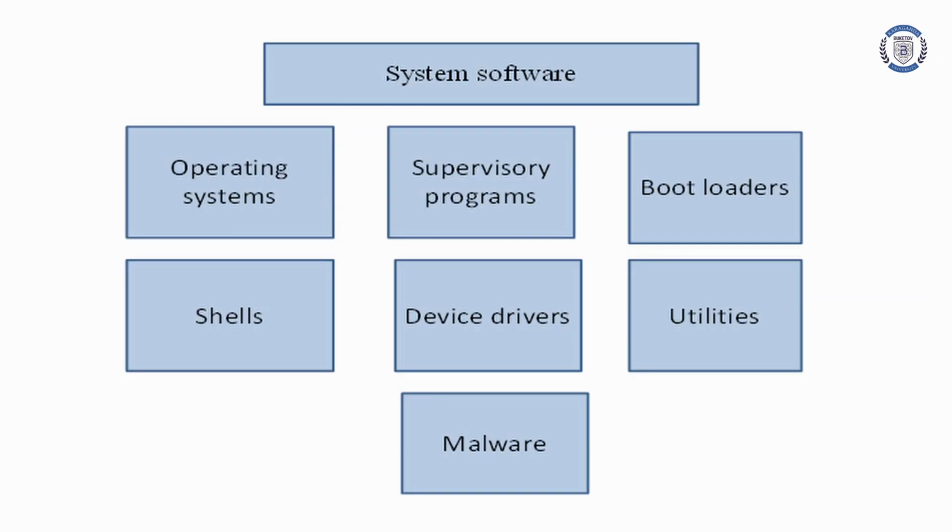What is the system software? System software is a set of programs that manages computer components such as the processor, communications, and peripheral devices. It is designed for running application software. System software includes the following programs: operating systems, supervisory programs, bootloaders, shells, device drivers, utilities, and malware.